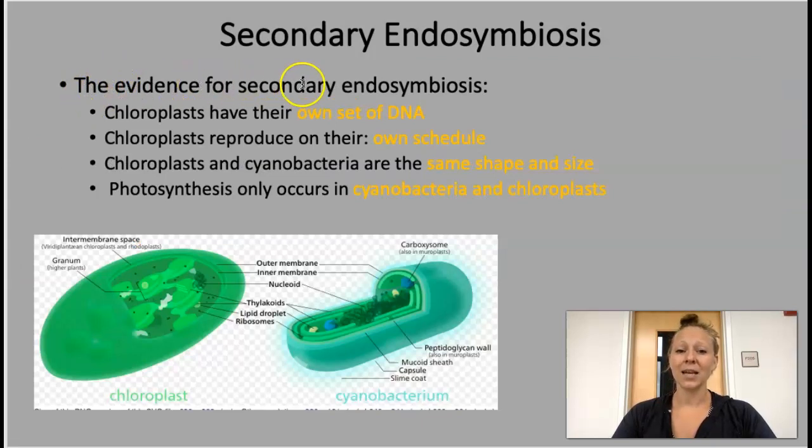The evidence for our secondary endosymbiotic event is, one, that chloroplasts, once again, have their own set of DNA, and therefore they also reproduce on their own schedule, just like mitochondria. Chloroplasts and cyanobacteria are similar in shape and size, and photosynthesis occurs only in cyanobacteria and chloroplasts. So we suspect that the chloroplasts were once ancient, independently living cyanobacteria. We do still have cyanobacteria filling the oceans and living all over the earth, but we also now have chloroplasts, and they both can photosynthesize, which is a pretty amazing process.